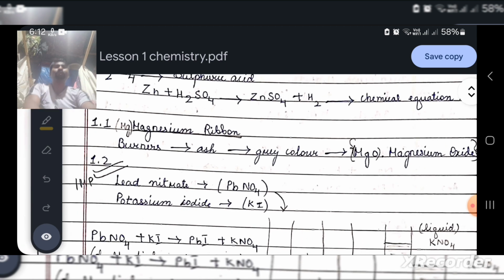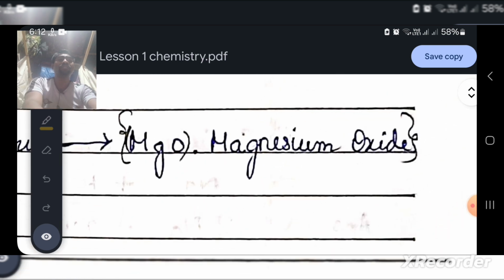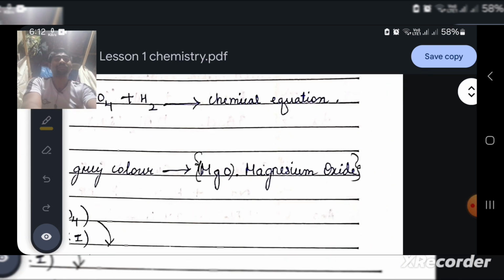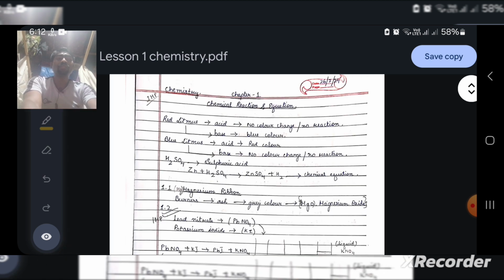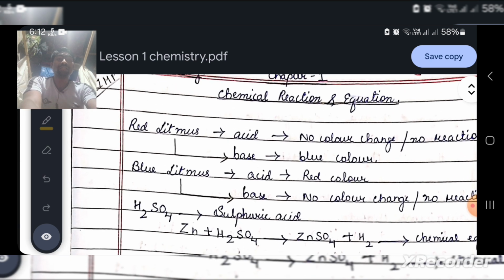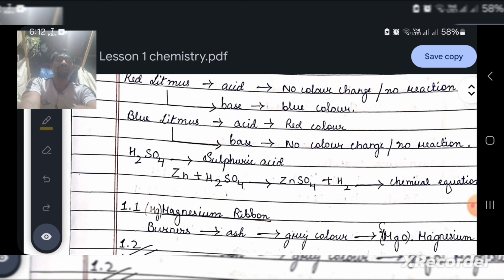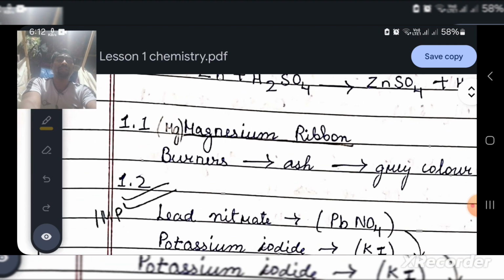So what is happening here? There is a chemical reaction. When a magnesium ribbon, a metal, reacts with oxygen, it gives some ashes. What is the color of that ash? Gray color. And what is that gray ash? That is actually magnesium oxide. This is what is given in the activity in the book, activity 1.1.